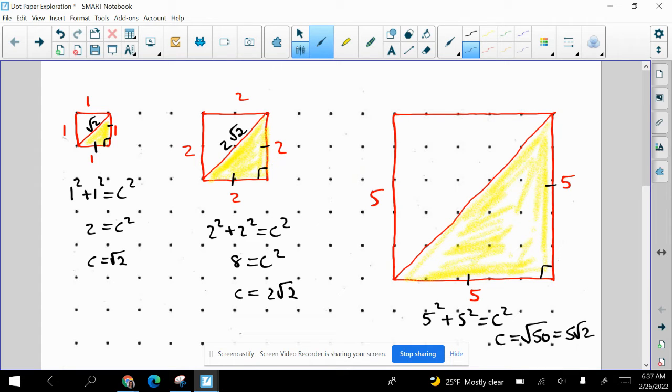And at this point, I'm hoping you see the pattern that in every single one of these triangles, the legs are always congruent, and then the hypotenuse is longer than the leg by root 2. So if you compare the numbers, you essentially take the length of the leg and multiply it by root 2 in order to get the length of the hypotenuse.